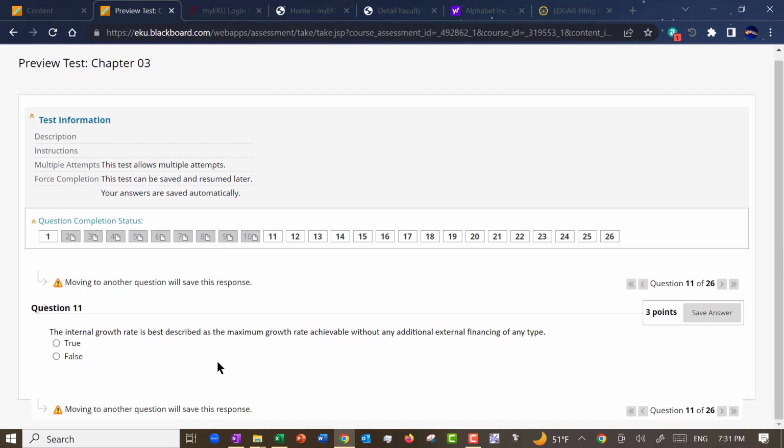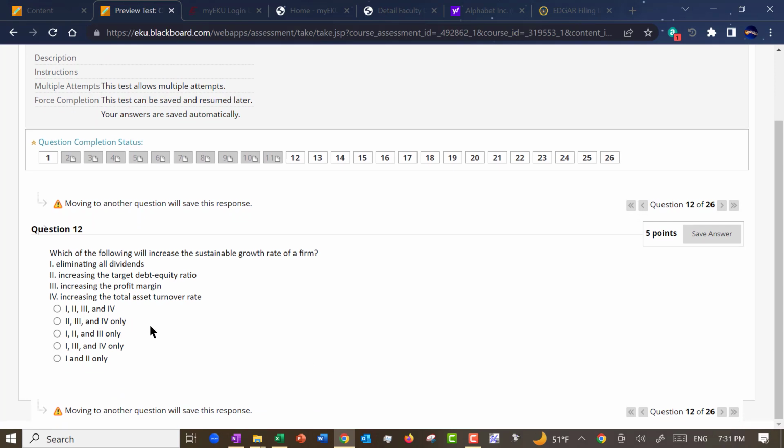Okay? It's gonna say true or false on this one. True. That's the definition of internal growth rate: the maximum growth you can achieve without any additional external financing.